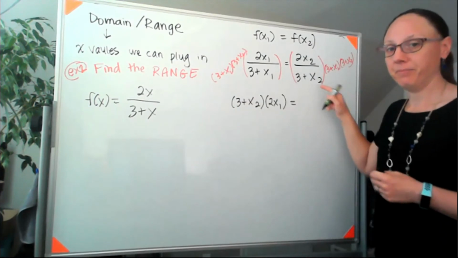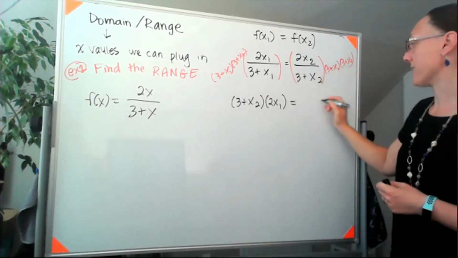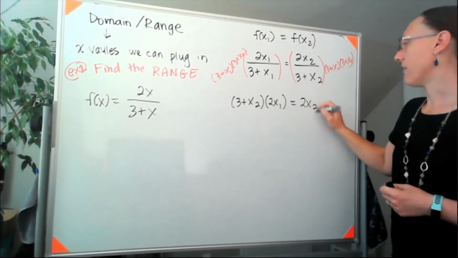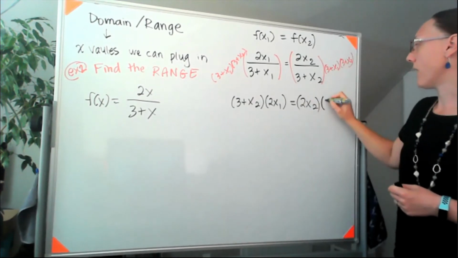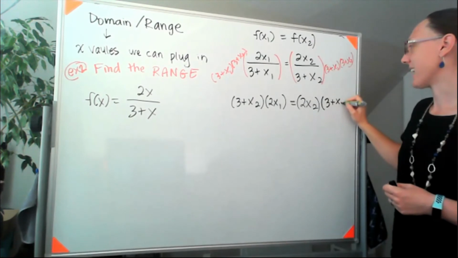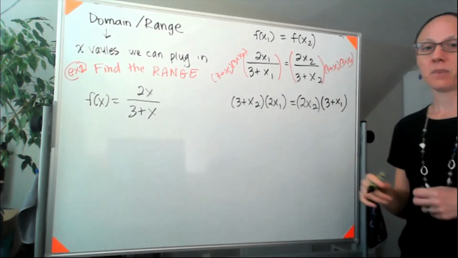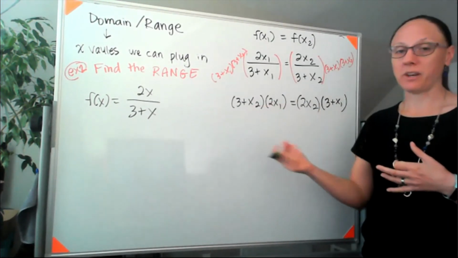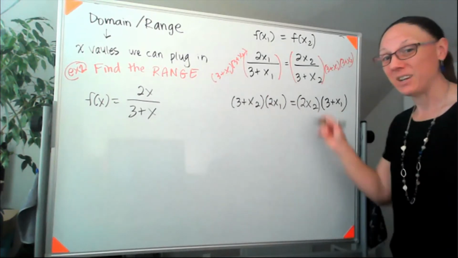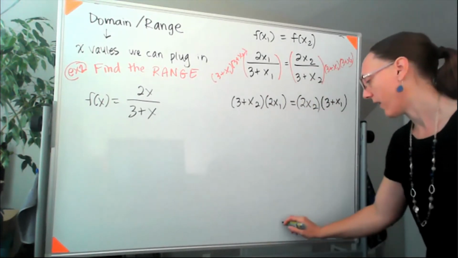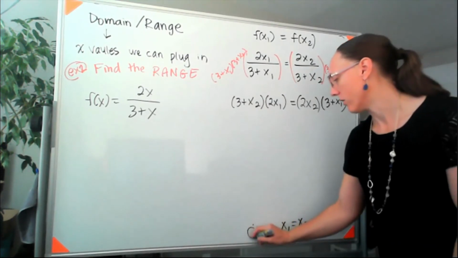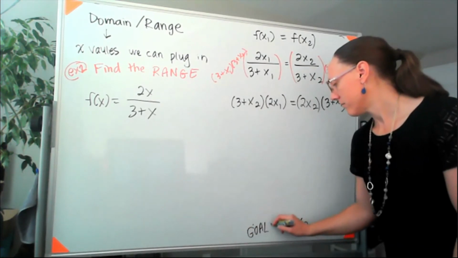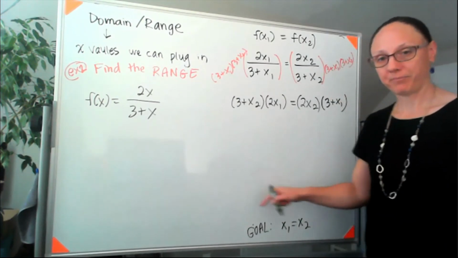Over here, the 3 plus x2 part will cancel out, and I'll have 2 times x2, and then we'll have the 3 plus x1. Next up, I'm going to distribute everything out because my hope, whenever I'm trying to show this one-to-one thing, is to get down to x1 is equal to x2. This is the goal. It's good to have goals in life.